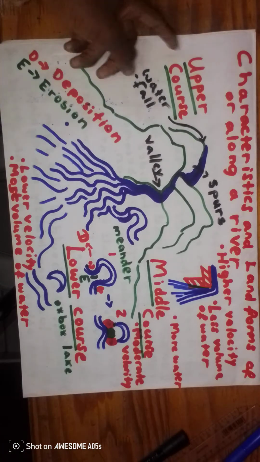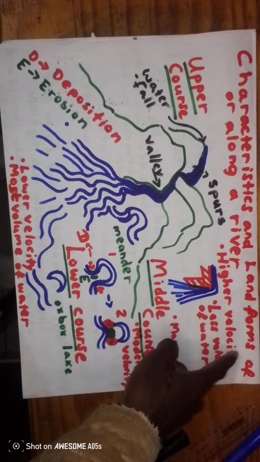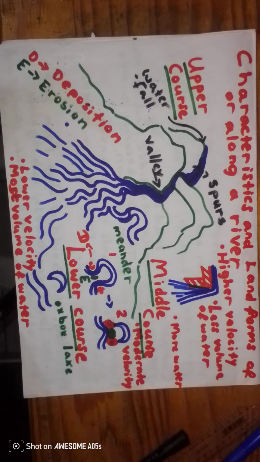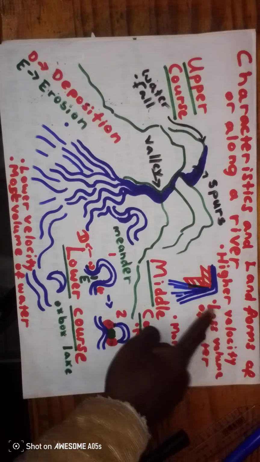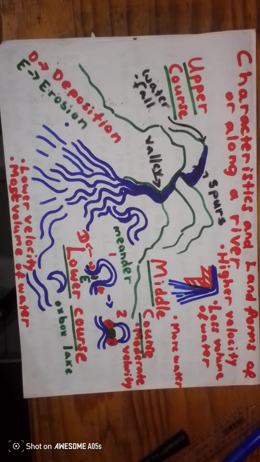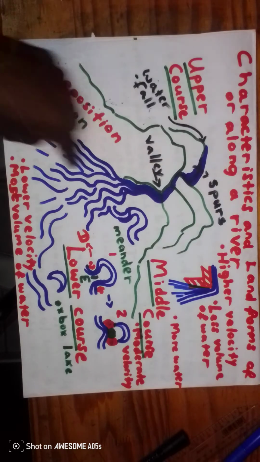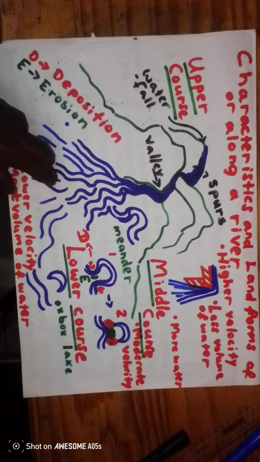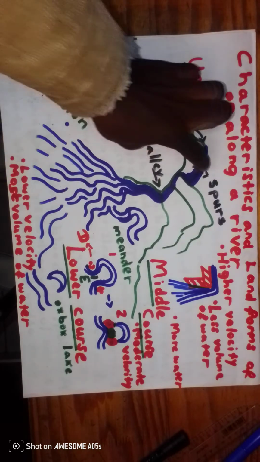The upper course has higher velocity. That means the water in the upper course has a lot of energy. Velocity is speed. It means the water is flowing fast. And there is less volume of water, which means we have little volume of water. Compared to this side, which is my lower course, there's more water here than there.